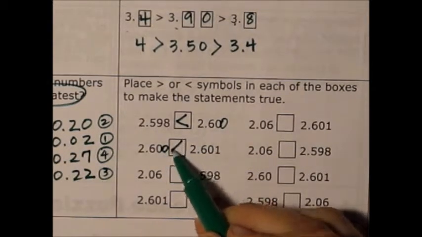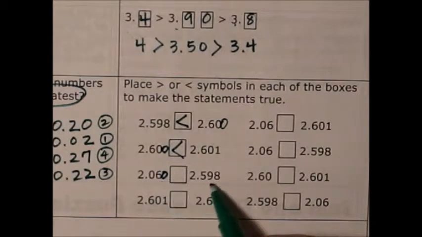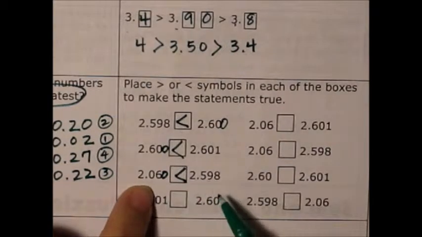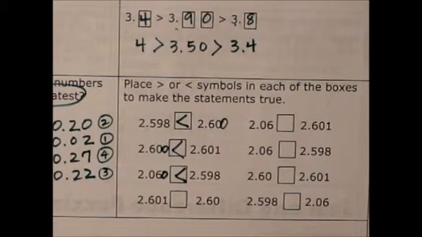600 is less than 601. 60 is less than 598. Why am I only looking at the number behind the decimal? Because right away I'm checking to see first, are my whole numbers the same? And they are.